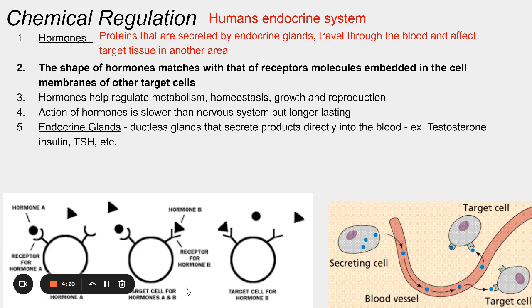So if we look at this diagram over here, can I move this? I guess not. What we see is that there's two different hormones, the circle and the triangle one. The circle one would affect this cell because it has the proper receptor molecules. This middle cell would be affected by both of them because it has both the receptor for the circle and for the triangle. And then this cell would only be affected by the triangle hormone.